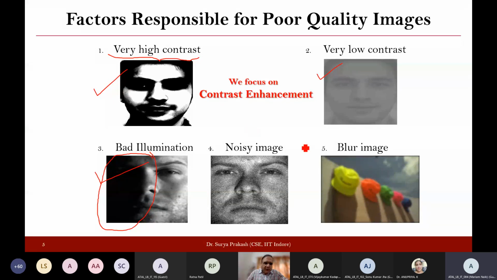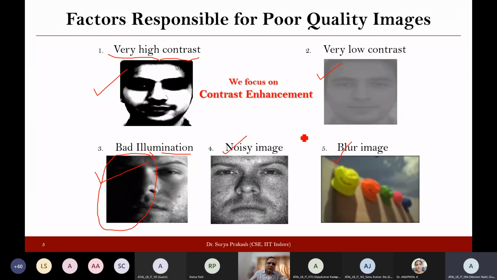Okay, so bad illumination is also one factor which makes the image quality poor. Noise is another one. If your image has noise, then obviously the quality will be poor. Sometimes the image has blur, and this also contributes to bad quality images. So these are some of the factors. There are a few more. I've not listed them here, but these are the factors which are primarily responsible for bad quality images.